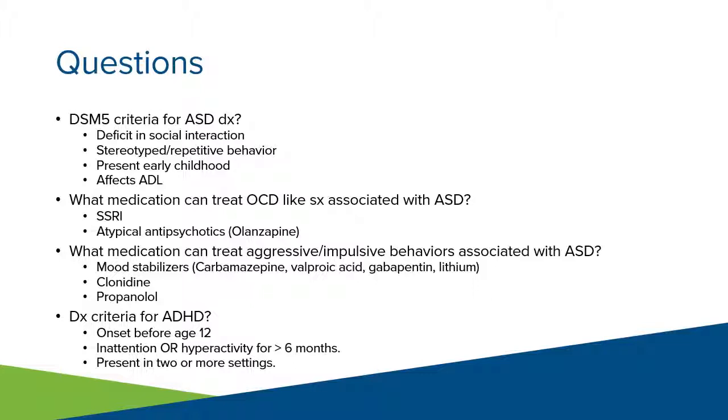Number 3, what medications can treat aggressive or impulsive behaviors associated with autism? Those are going to be mood stabilizers, specifically carbamazepine, valproic acid, gabapentin, or lithium. Other options include clonidine or propranolol.